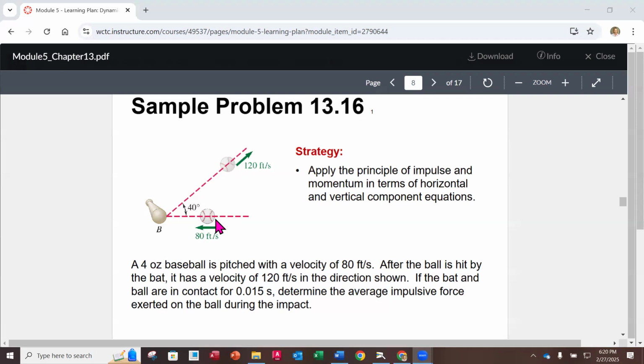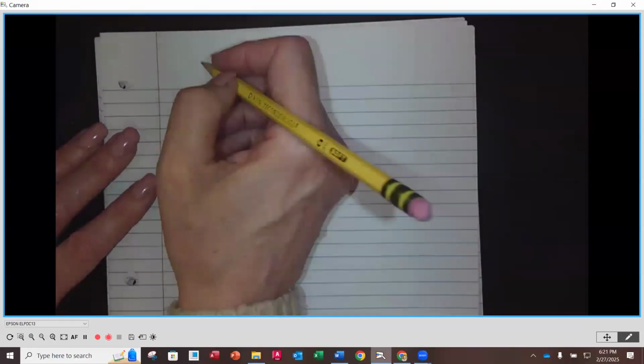So it's coming in, pitched at 80 feet per second, and then it's going to hit the bat and go off at 120 feet per second at that 40-degree angle. If the bat and the ball are in contact for 0.015 seconds, determine the average impulse force exerted on the ball during that impact. Okay, so we are going to get started on this problem, put down our knowns and what we're going to find, and then set things up.